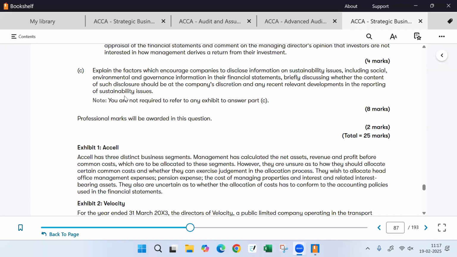Correct? So what you need to write in this is, what are the factors which encourage companies to disclose sustainability reporting? The fact that they would like to report to the various sectors of stakeholders, isn't it? To show the impact the company has on environmental and social aspects. Correct? That's one of the factors.